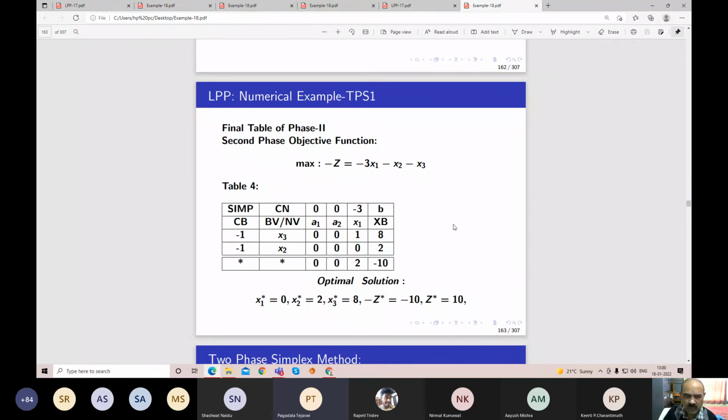Now these two slides I will give to everybody, and for the two-phase simplex method, I will send you a series of problems for homework. Will you do it? Solve the problems and keep them ready, so it may be useful. Okay, it may be useful to you.